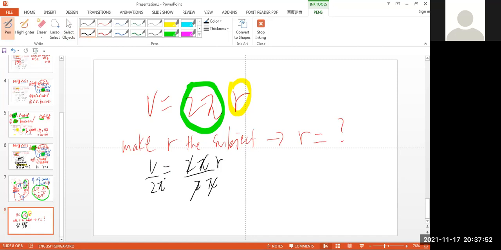Then if you simplify this, finally you have r on the right side already. You just need to rewrite this as r equals v over 2 pi. So this is the answer if they ask you to make r the subject. Simple enough? Good. So let's move on.